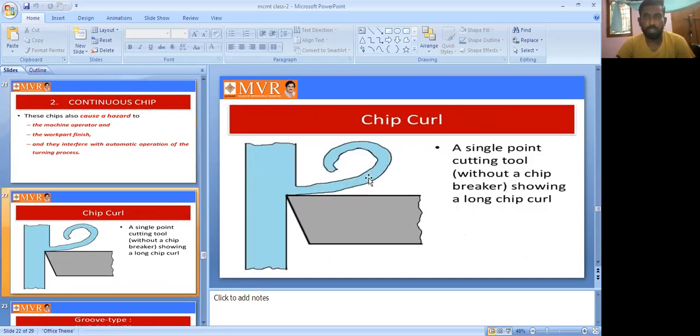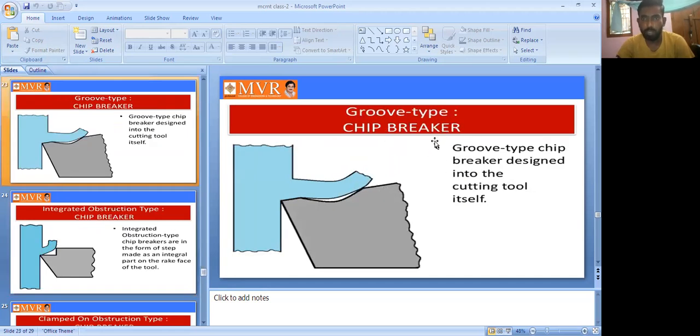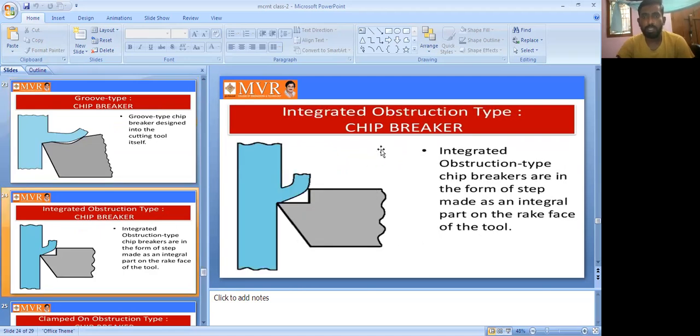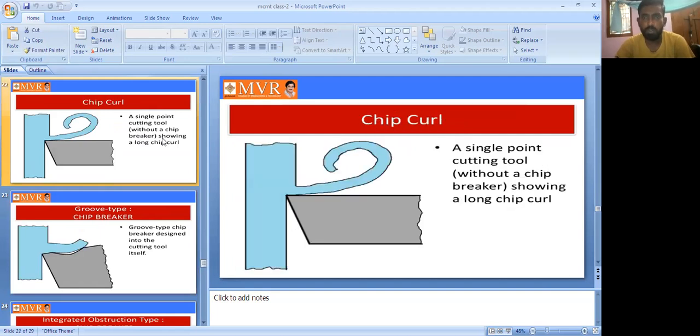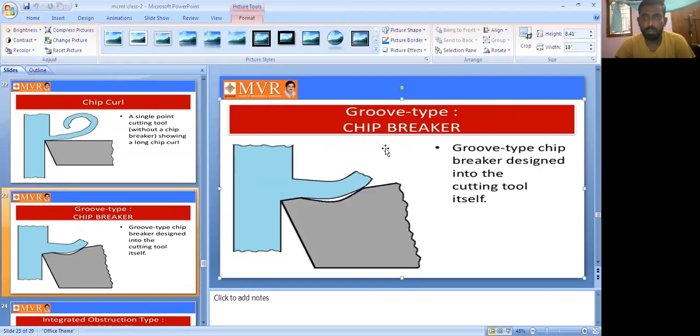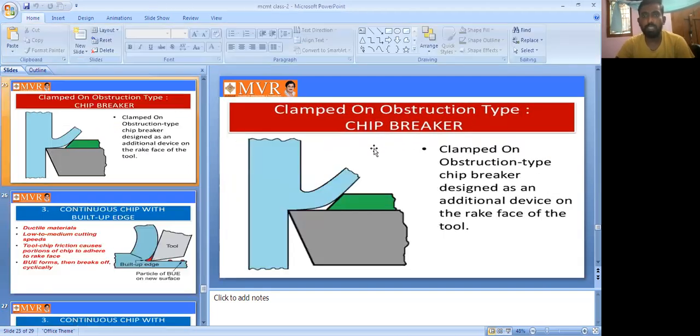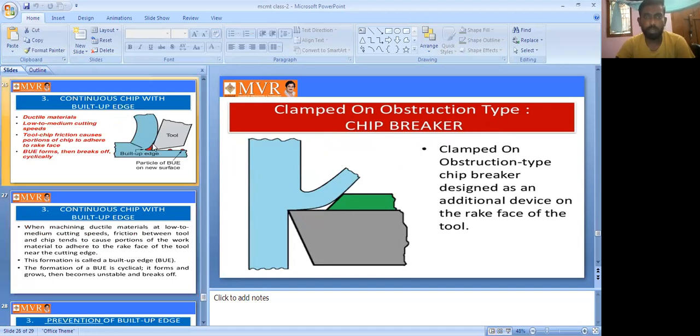Beyond the continuous chip, we can see another topic: chip breakers. There are different types of chip breakers. The first is the chip curler, the next is the groove type chip breaker, and the next is the clamped obstruction type chip breaker. Next is the continuous chip with built-up edge.